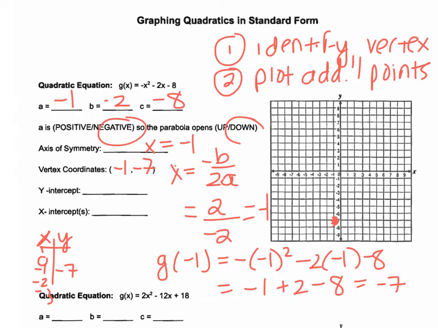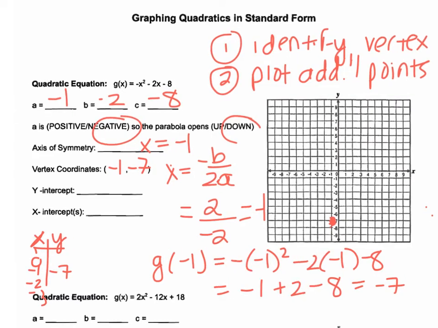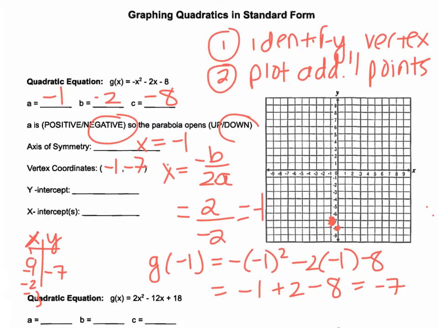Normally when I go 1 away from my vertex, I go 1 up. But I need to multiply that by a factor of -1. So I'm going to go 1 away and 1 down. That's going to bring me to -8. Then I'm going to go 2 away from the vertex, and normally I'd go 4 up, but I'm going to go 4 down because of the -1. That's going to bring me a little bit off the graph. Then I mirror my 2 points over to the other side, and I join them with my parabola shape.